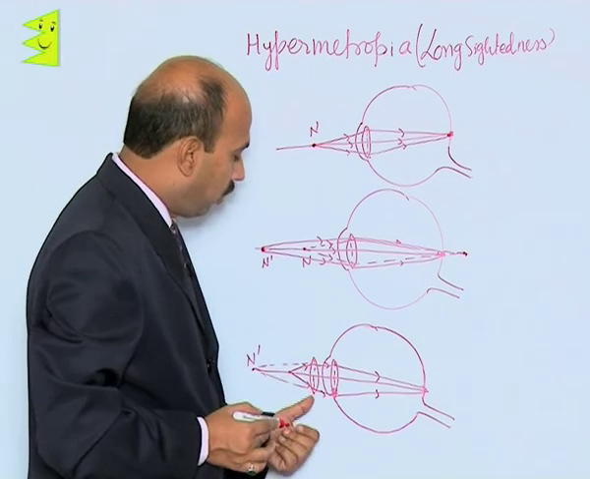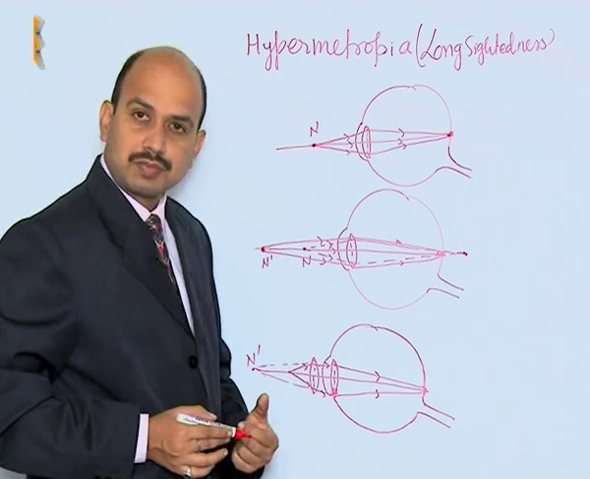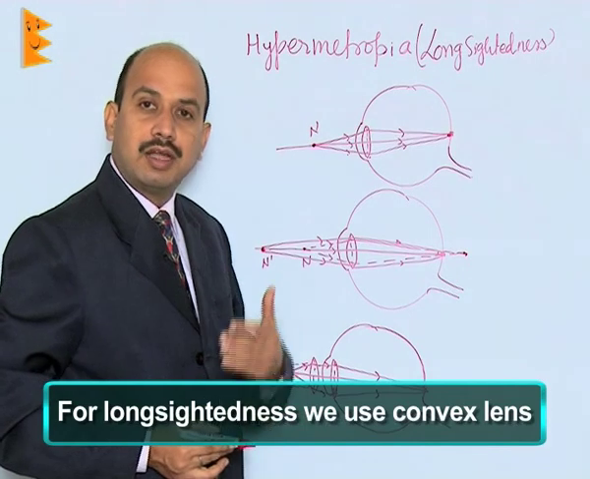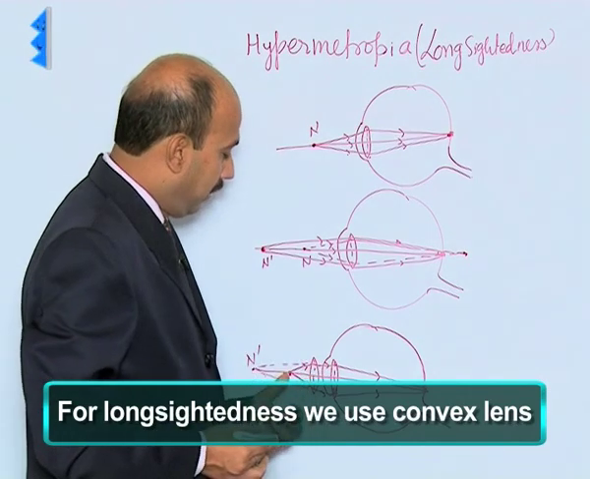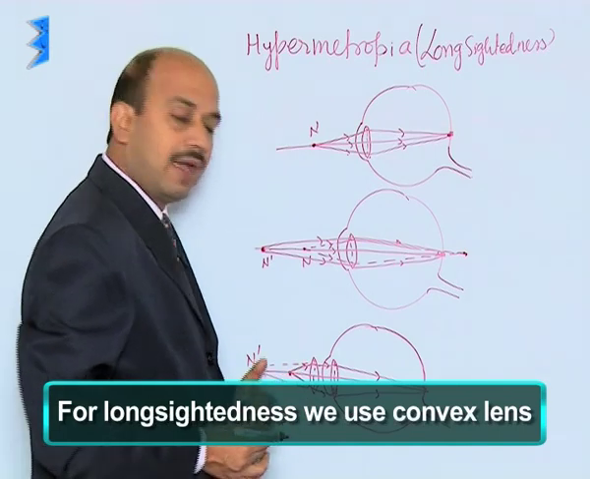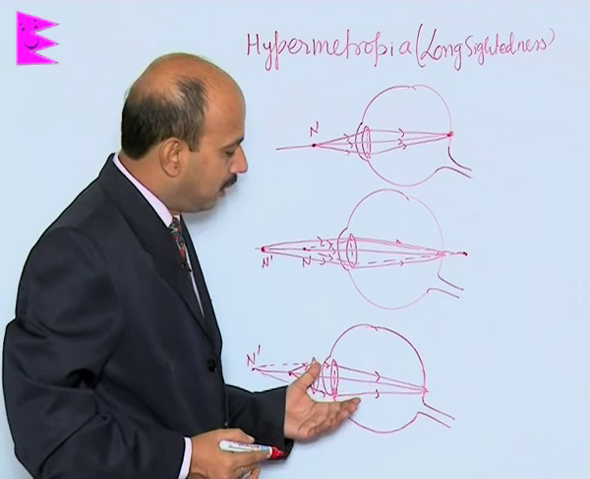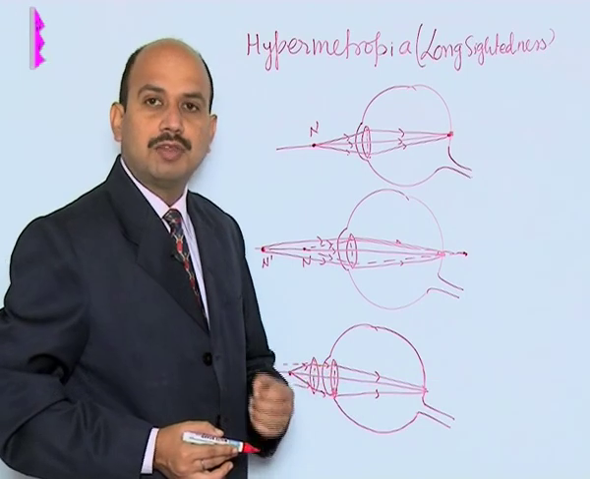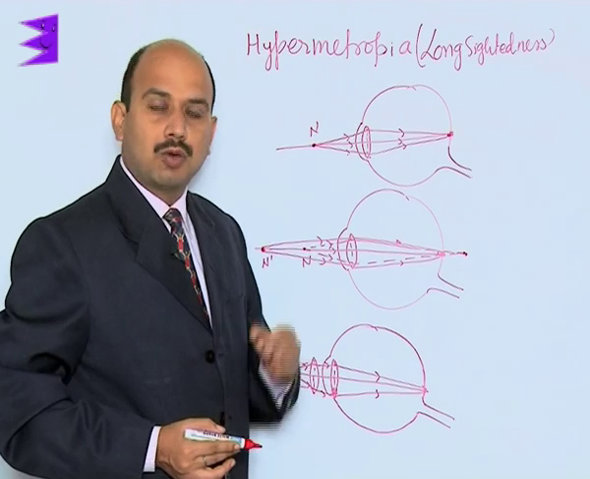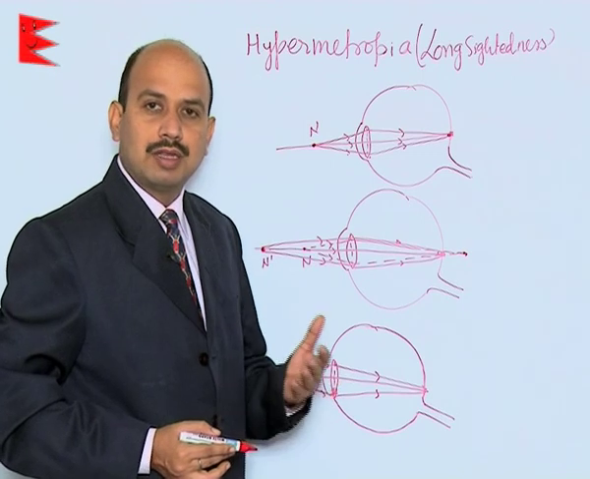Now when we put a convex lens over here, we can correct this. By putting the convex lens, the object which is at the normal near point has its image formed at the new near point N dash, and then the eye lens can easily see. So we can correct this defect by using a convex lens of suitable focal length. So in hypermetropia, the causes are very important: the decrease in the size of the eyeball and the increase in focal length.